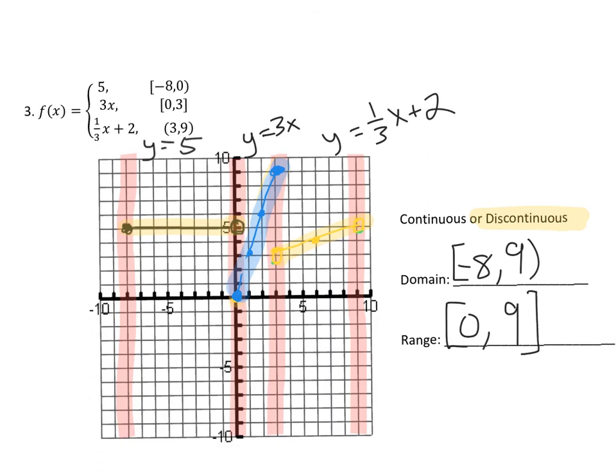So there you go. That right there is the piecewise functions, how we create them and how we do the domain and range.